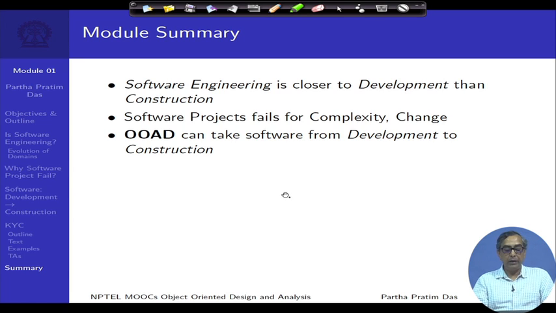So, we will summarize that software engineering is closer to development than to construction. This is what we have seen through the simple discussion that we have had. We have also observed that software projects fail due to complexity and the regular need for change, and this is what we will demonstrate through the course: that OOAD can take software from development to construction over a period of time.